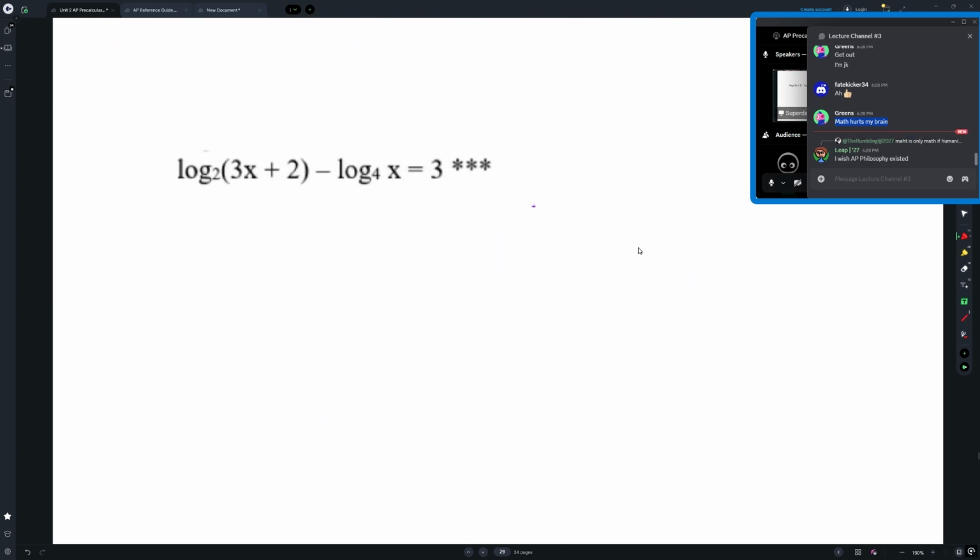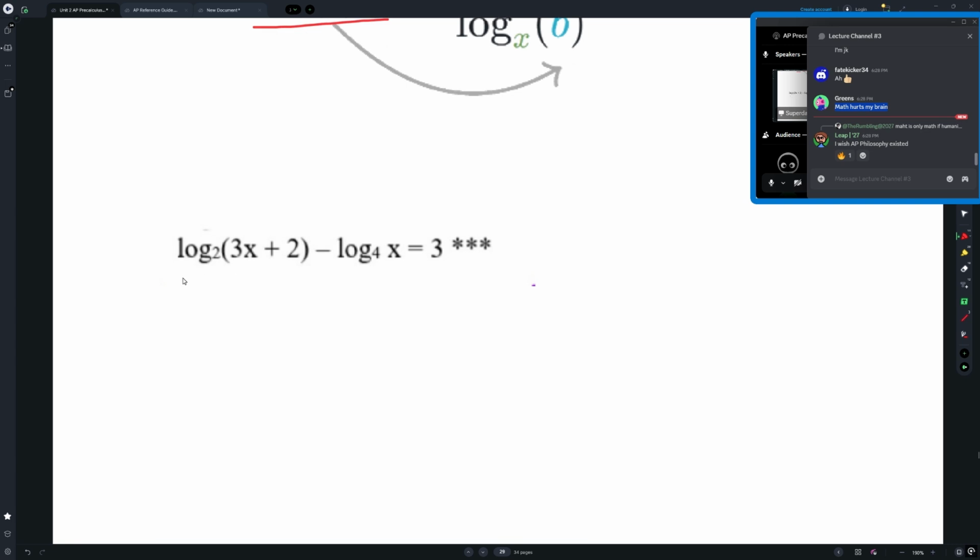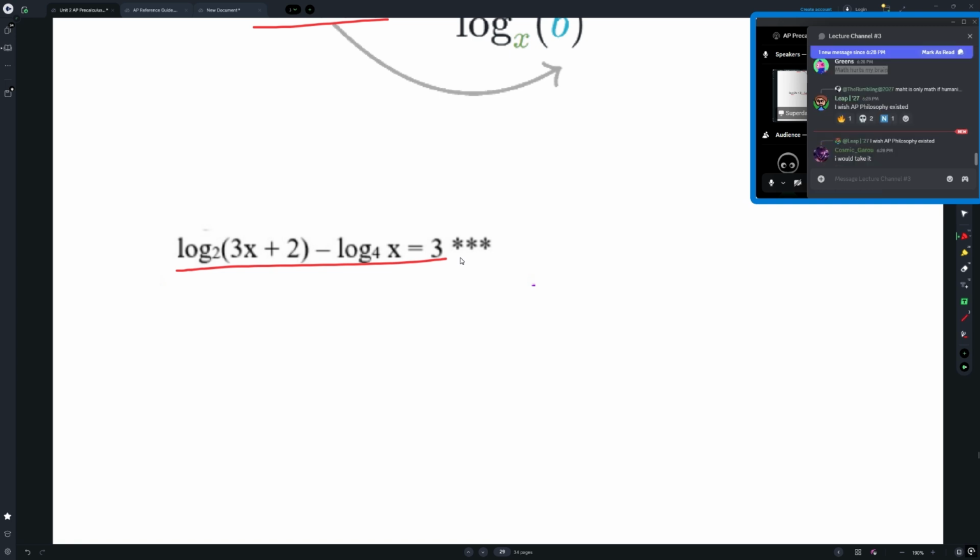But okay. Now using the change of base formula, solve. This is what someone was asking before: how would change of base work? This is your change of base.